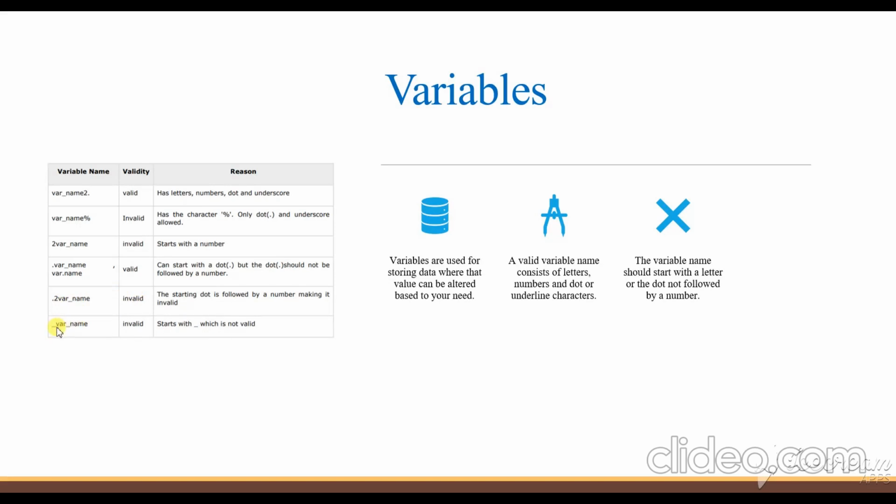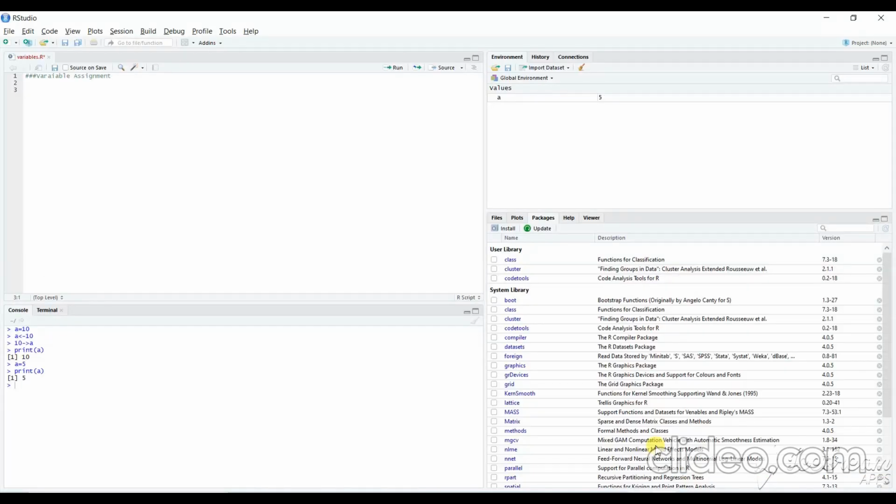In the last example, the variable name starts with underscore. Again it is invalid because your variable name can always start either with a letter or with a dot followed by letters. Now let's see how to assign values to a variable.